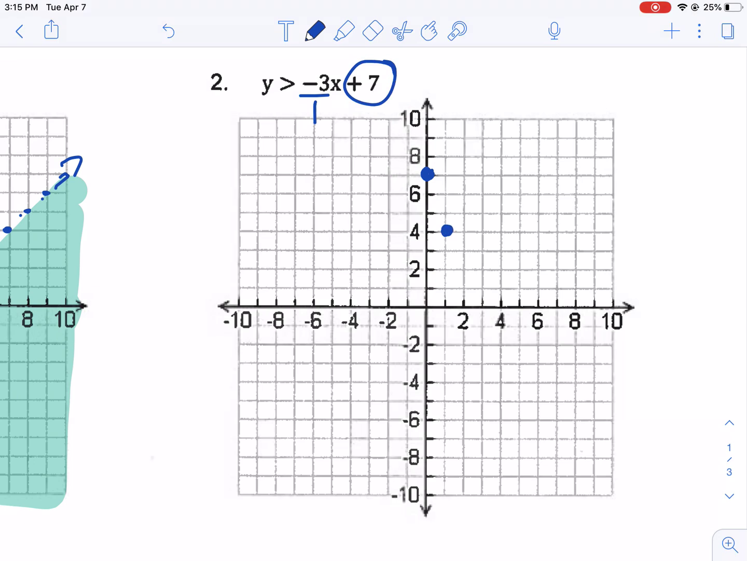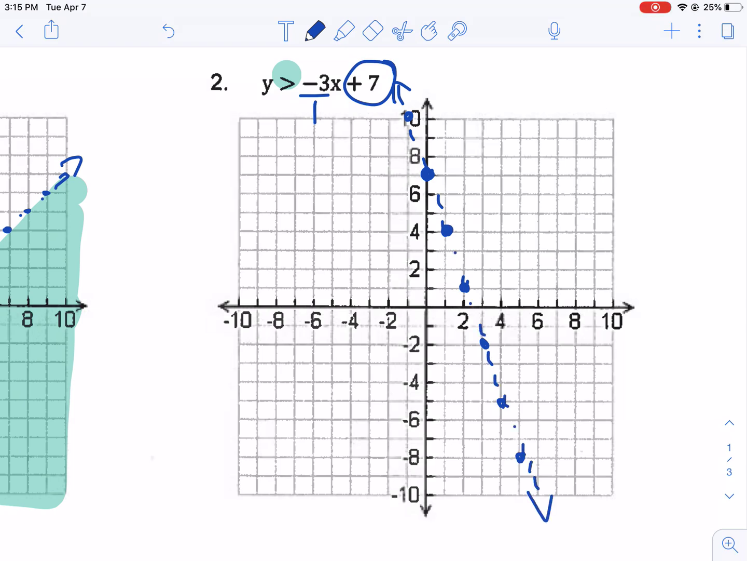Please make sure you go to the right. A common mistake is to go to the left. But going down takes care of the negative. So down 1, 2, 3 over 1. Continue through the entire grid, even back up to the left. We're going to be drawing our line. It's a greater than symbol, which means, once again, it's dashed or dotted.